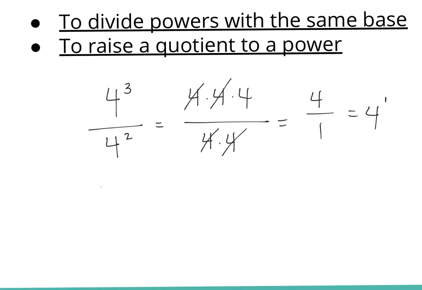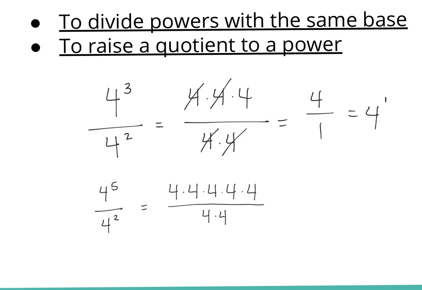Let's do another one. Let's do 4 to the 5th over 4 to the 2nd. So this is going to be 4 times 4 times 4 times 4 times 4. Agreed? Over, Janessa, what is 4 squared expanded? 4 times 4. Mm-hmm.